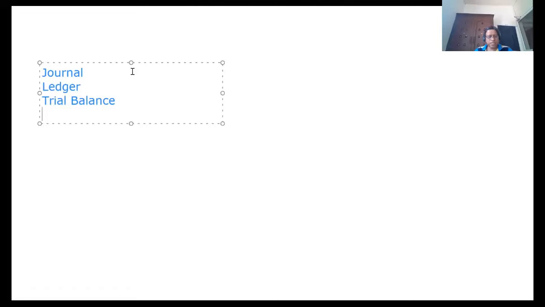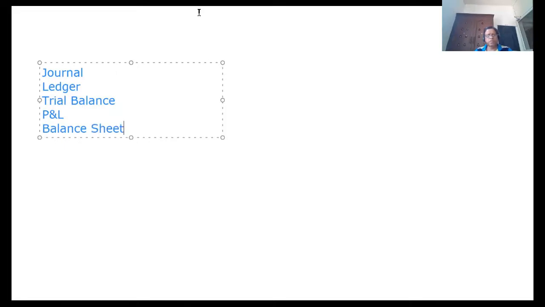First we will write the journal. What is next? We will write the ledger. Third one is the trial balance. Then whatever is in the trial balance will be transferred to P&L. From P&L we will do the balance sheet. Okay.